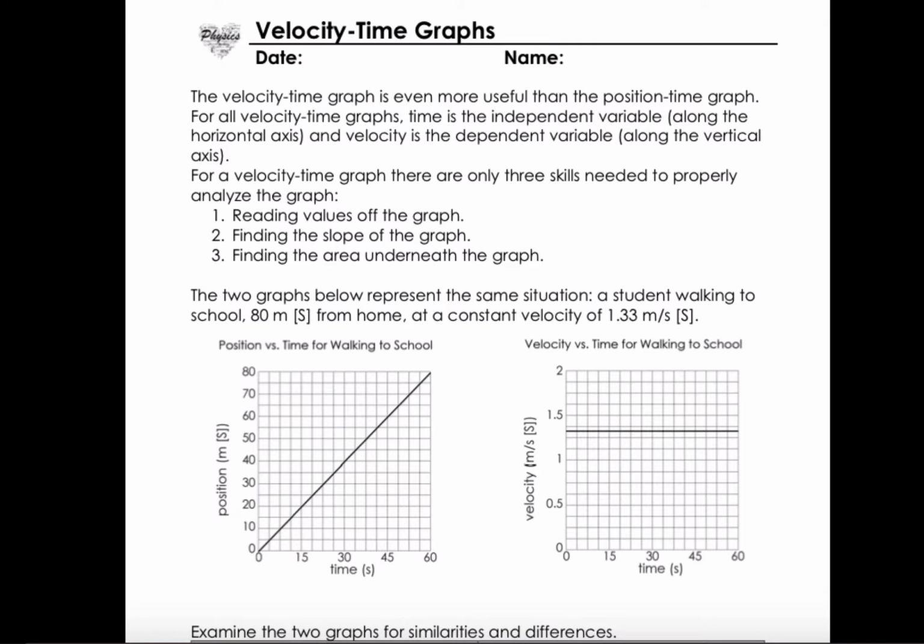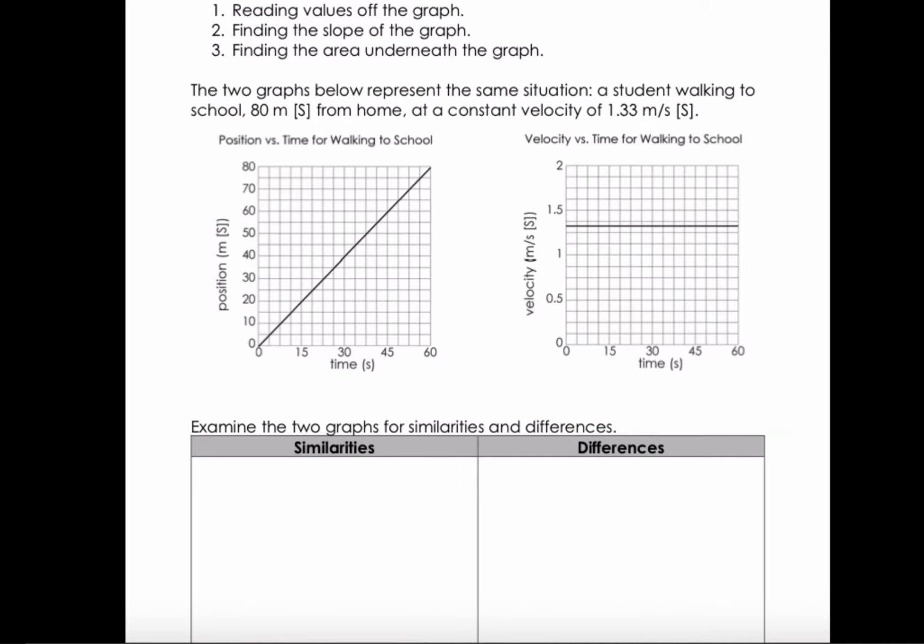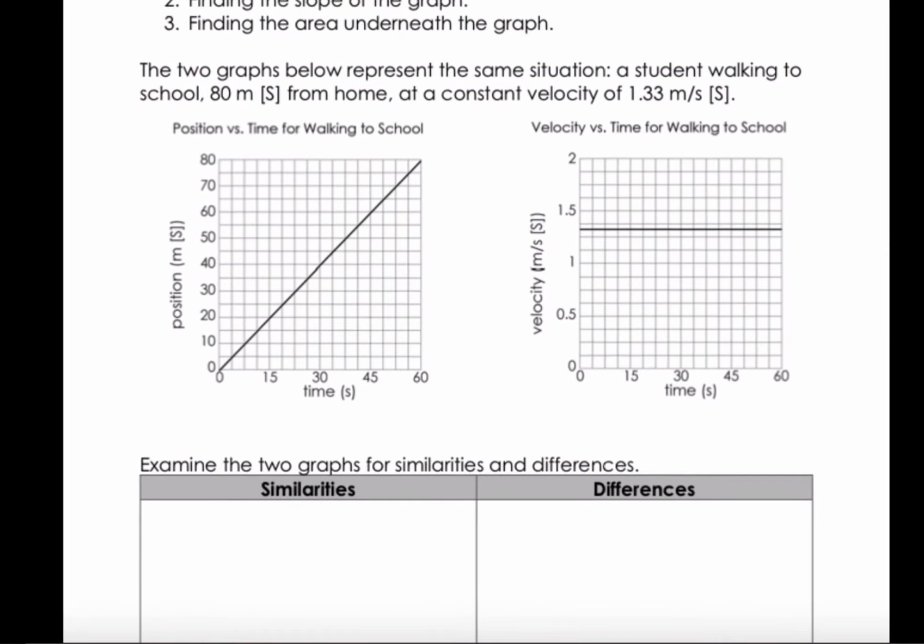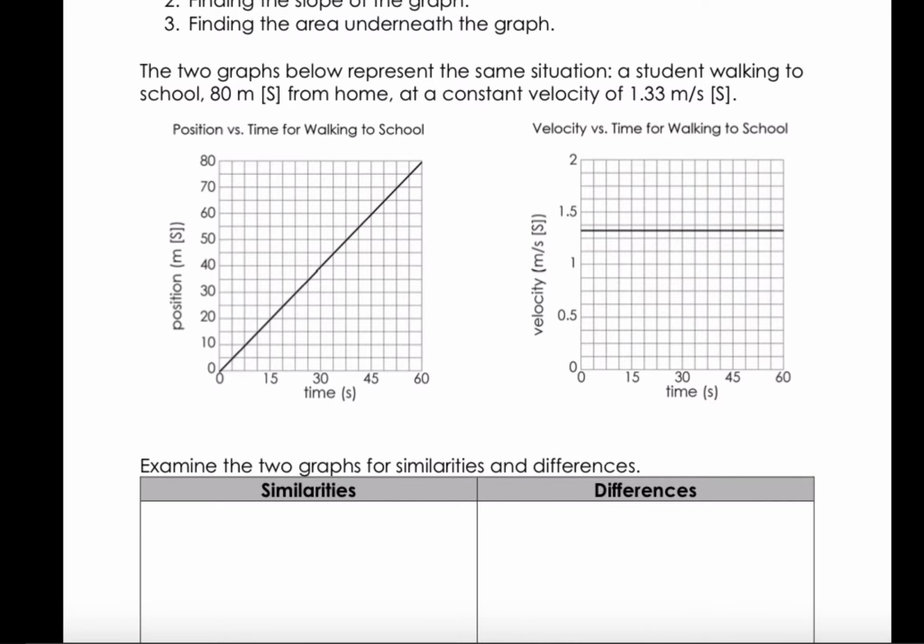We're going to be moving on to velocity versus time graphs. To start, we're going to be looking at these two graphs here. They both represent the same situation. It's a student walking to school 80 meters south from home at a constant velocity of 1.33 meters per second south.